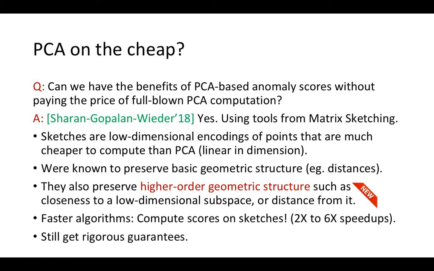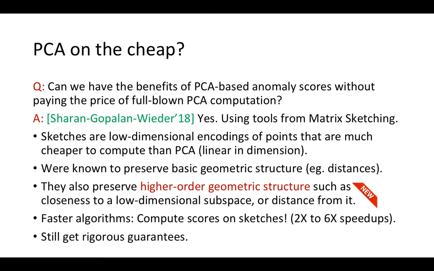The question that we address in this paper is if we can have the benefits of PCA-based anomaly scores without paying the full price of full-blown PCA computation. In this work, we answer this in the affirmative using tools from matrix sketching. Sketches are low-dimensional encodings of data points that are much cheaper to compute than PCA. In fact, they only require time linear in dimension versus quadratic in dimension.